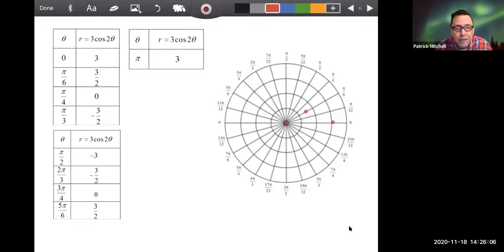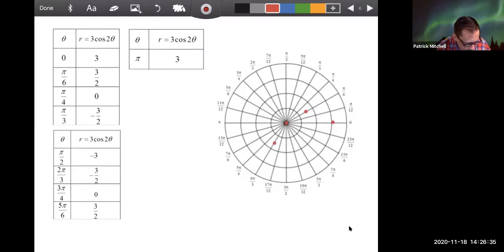Negative 3 halves comma pi over 3. That means we're going to start along the line theta equals pi over 3, I should say the ray. But instead of going positive 3 halves, it's negative 3 halves, which means we are going to mirror that point through the pole. So let me get rid of that point, and it's actually going to go right here.